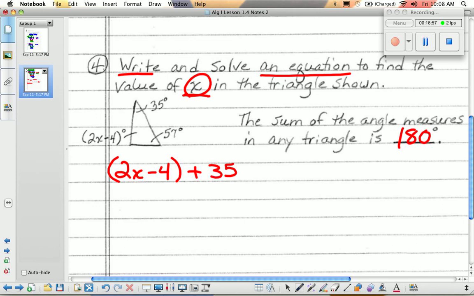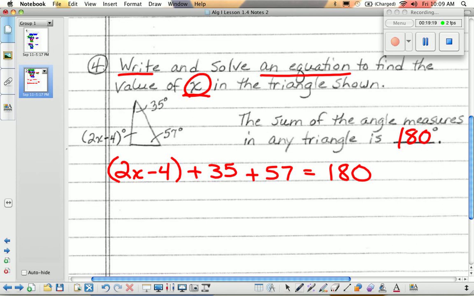Keep going, I like it. Plus it. 57 equals 180. There you go. As painful as it was, you're right. The three angle measures added together should be 180 degrees. And the angle measure for the one was given in parentheses.